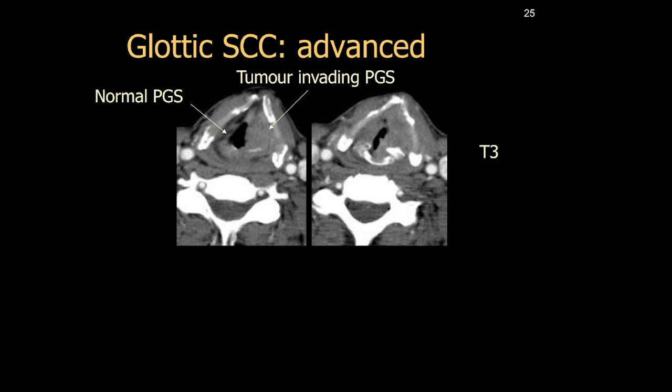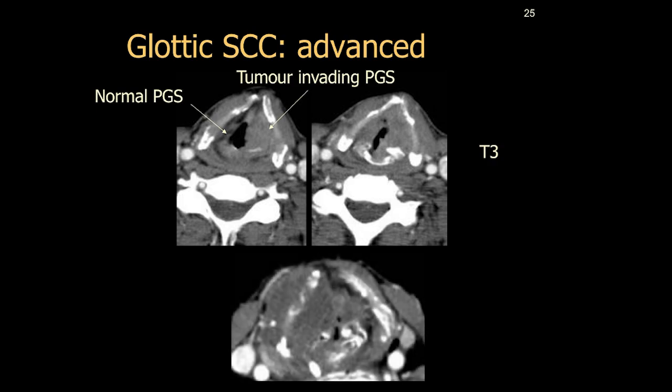At the glottic level, you can see that the left vocal cord is involved, with extension to the anterior and posterior commissures. The tumor also abuts the thyroid cartilage lamina, but there is no frank invasion and no evidence of extralaryngeal spread. So this is classified as a T3 tumor and was treated with chemoradiotherapy.